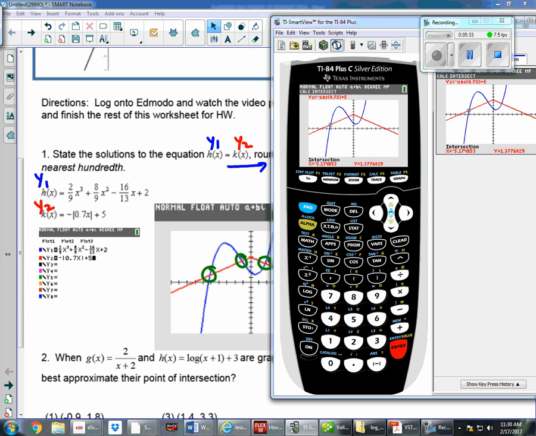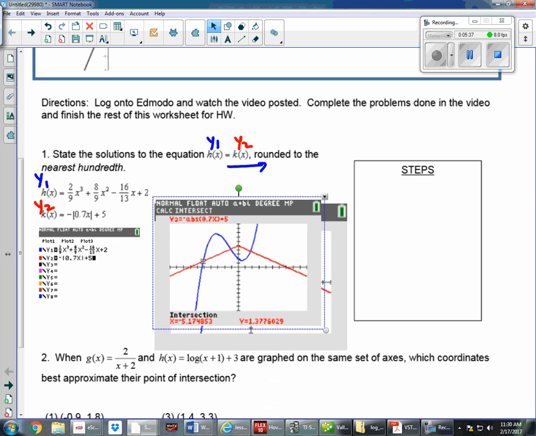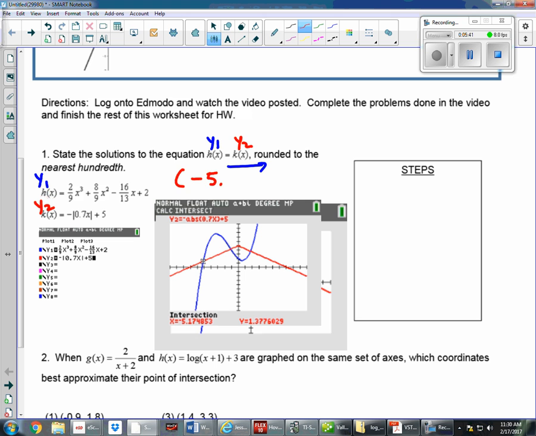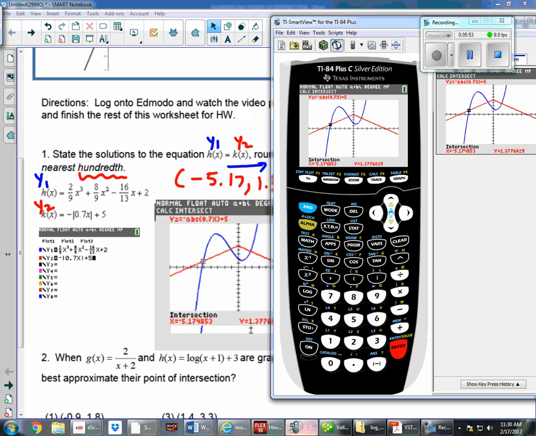So for me, this point of intersection occurs at (-5.17, 1.38), because they asked me to round to the nearest hundredth. But we said there are 3 points of intersection, so we're going to repeat the process 2 more times.